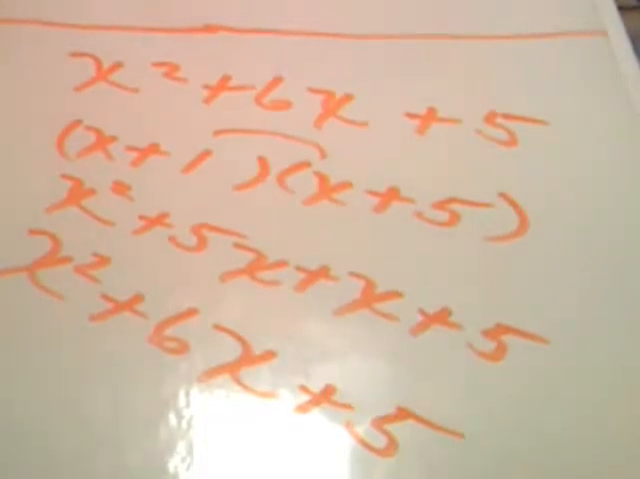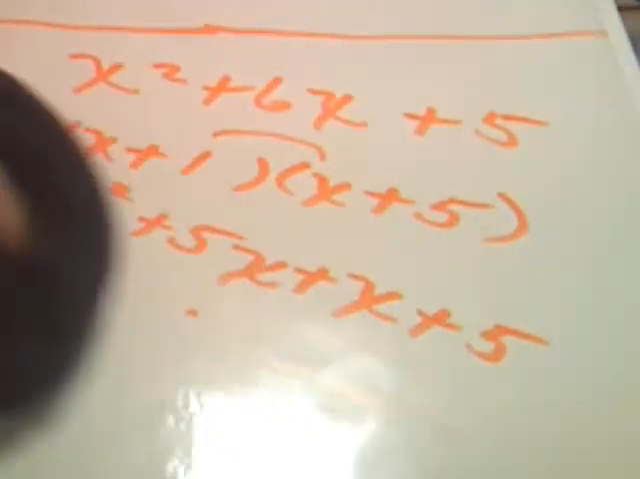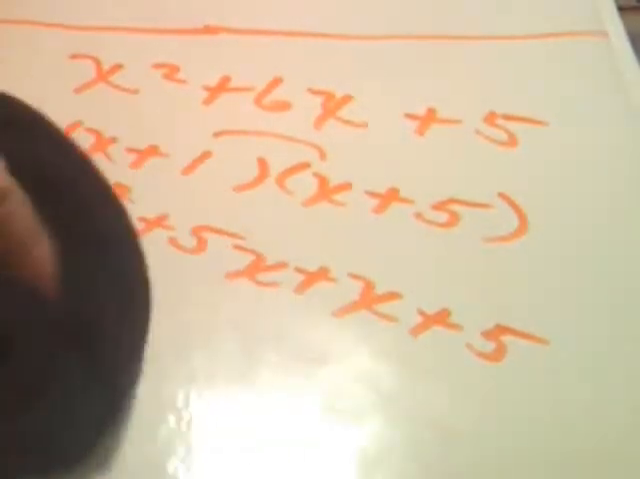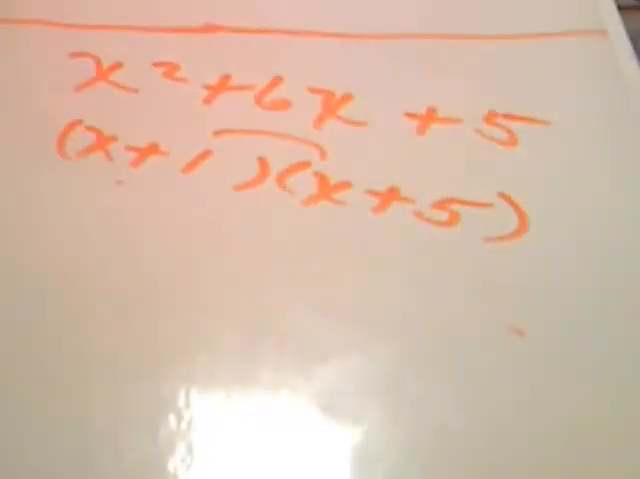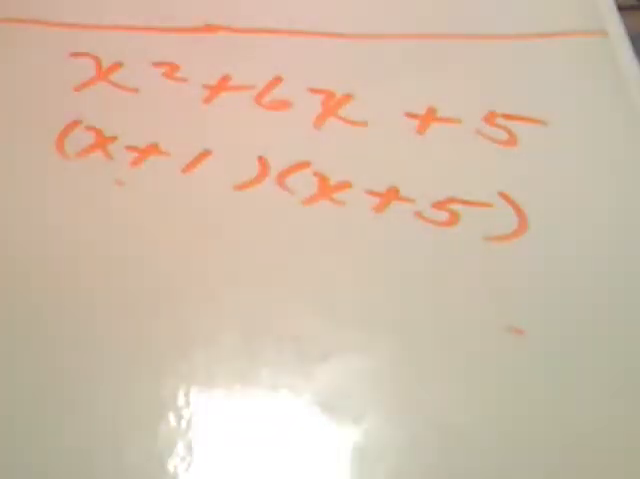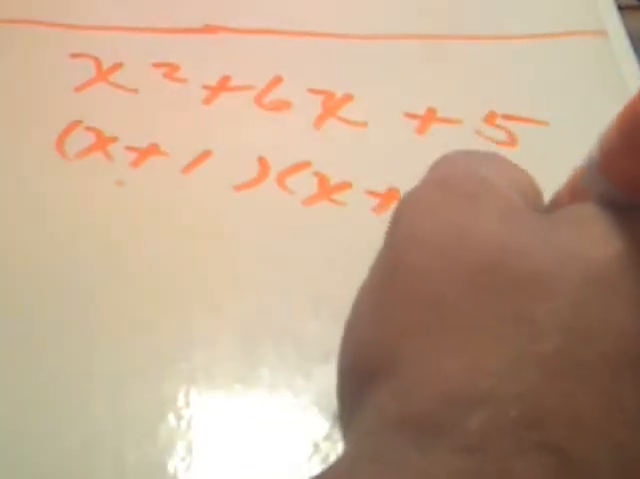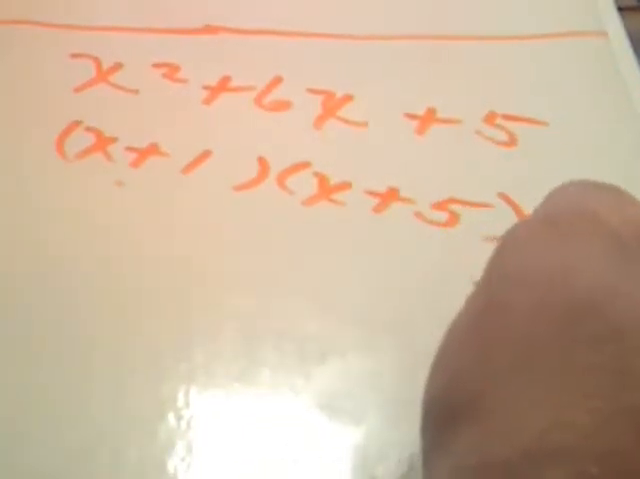Okay? Now, get rid of this. Get rid of this. So we have our two terms, x plus 1 and x plus 5. That's what x equals to. So x equals -1, -5.